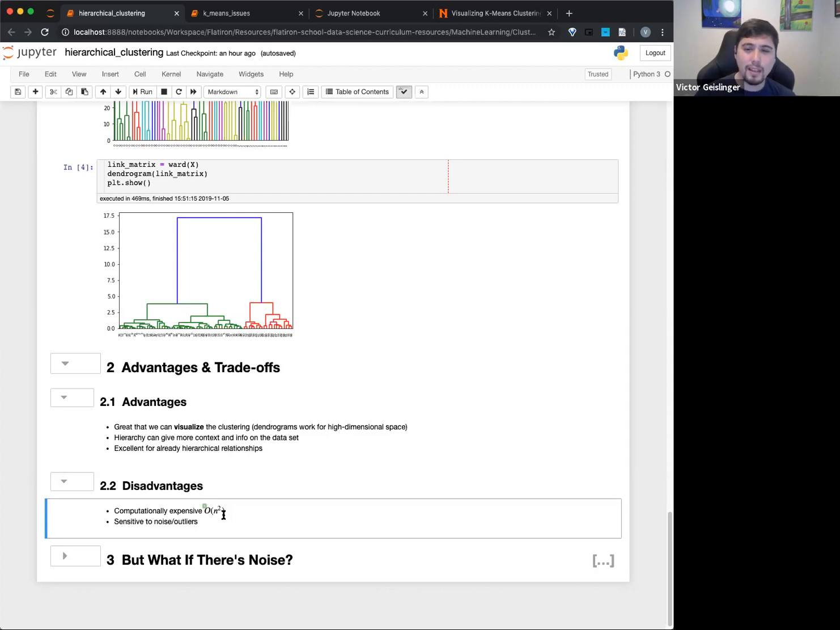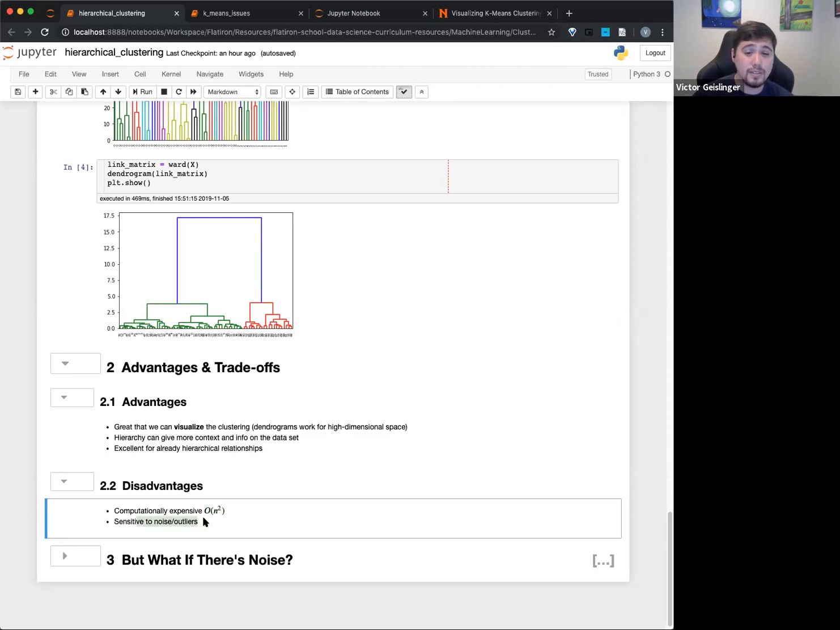Hopefully that makes sense: if you have many, many features, you have to measure many different things in the vector space to know how far things are from each other. So again, this can be very computationally expensive.